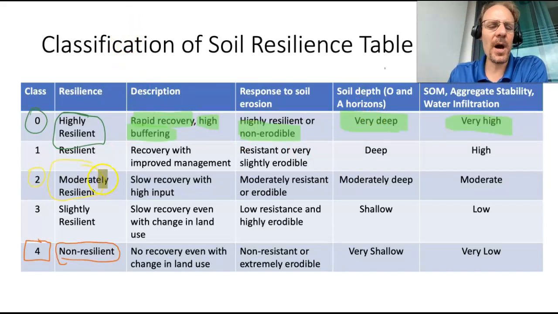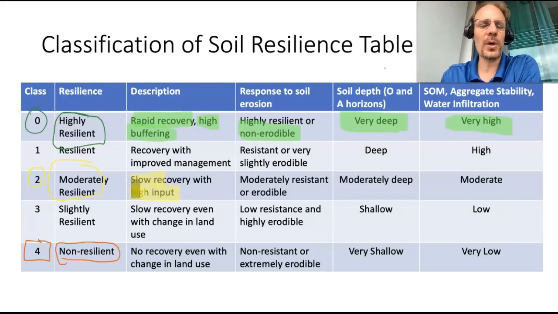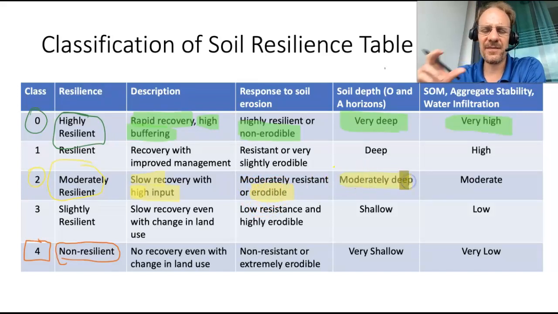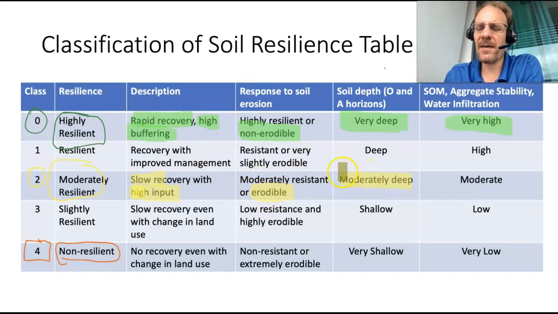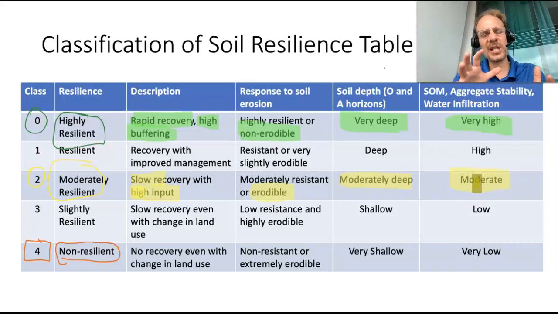Whereas soils that have moderate resilience will recover, but they need high input. We have to add materials back to them to help them recover, whereas our highly resilient soils don't require those high inputs. These soils are erodible, not highly erodible, but erodible. They are moderately deep. They have some depth, and they have some organic matter, aggregate stability, and water infiltration. But in order to recover, so there's some resilience, but they need some help with it.